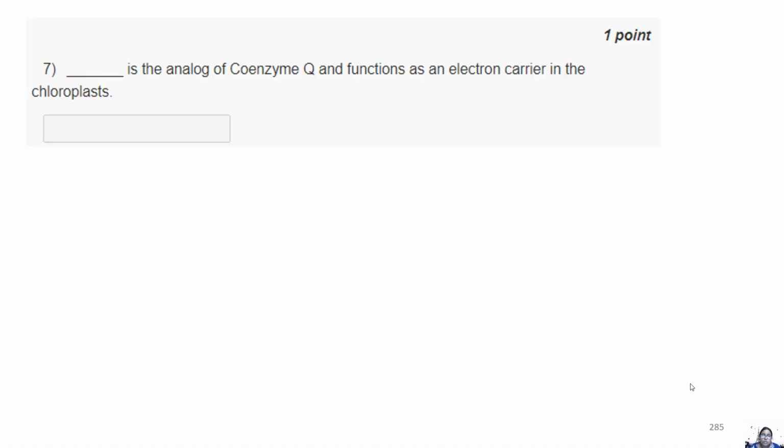Okay, so the question for today is: blank dash is the analog of coenzyme Q and functions as an electron carrier in the chloroplasts. So what do you think should be here? I'll wait for 1 or 2 minutes and then we can discuss the question together. Till then you can try to answer the question.